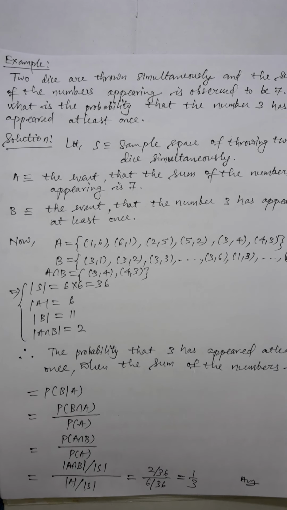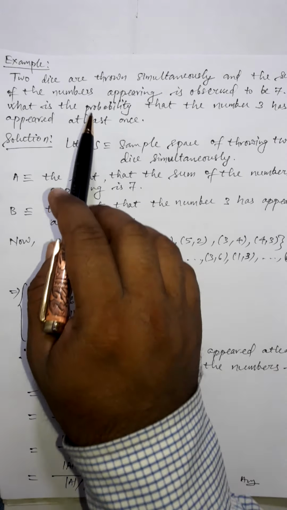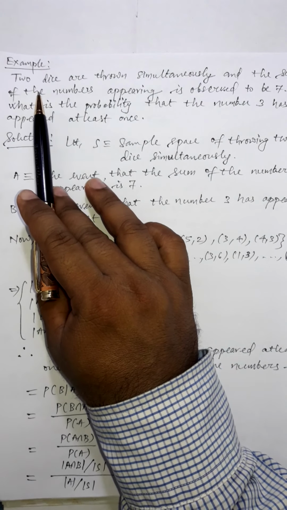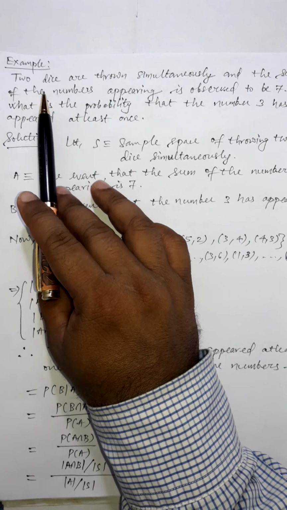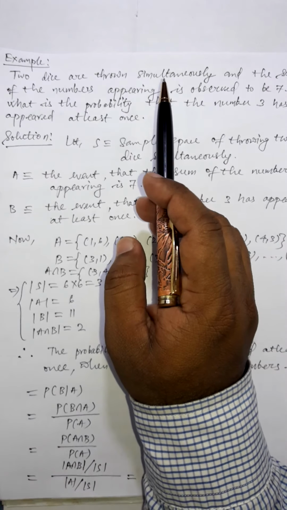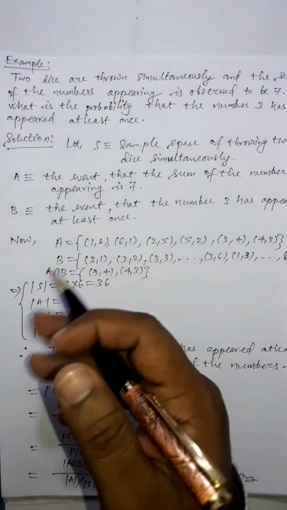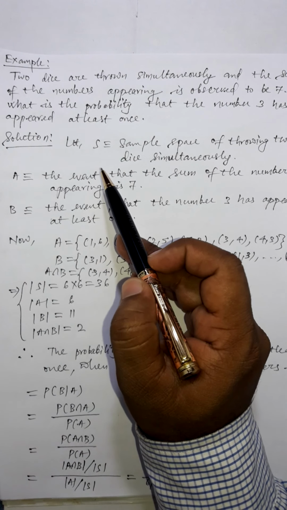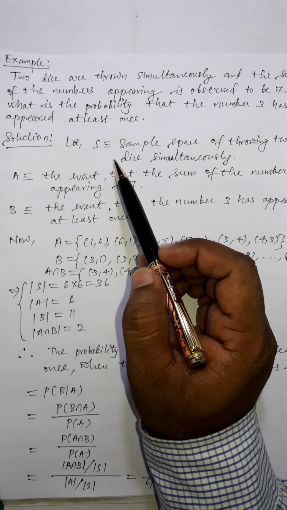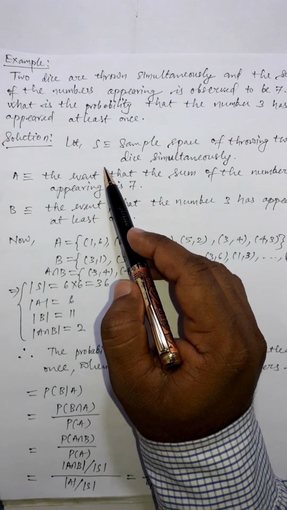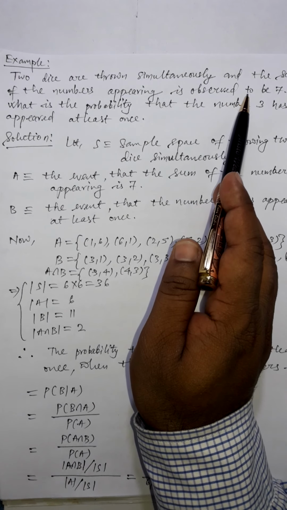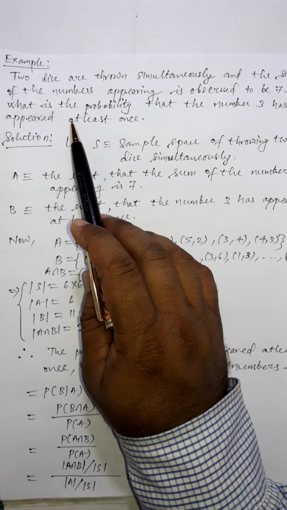Now let's take this example. 2 dice are thrown simultaneously and the sum of the numbers appearing is observed to be 7. We are throwing 2 dice together, and we observe that the sum of the two numbers that appear on the upper face of the dice is 7. Then what is the probability that the number 3 has appeared at least once? This is the question.